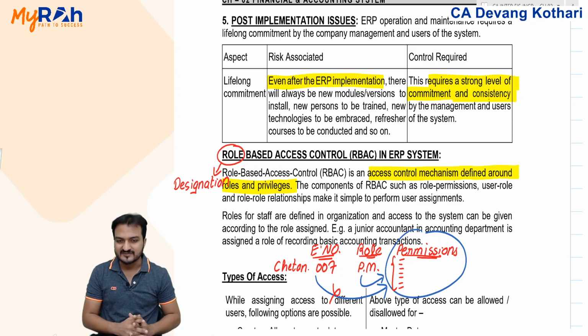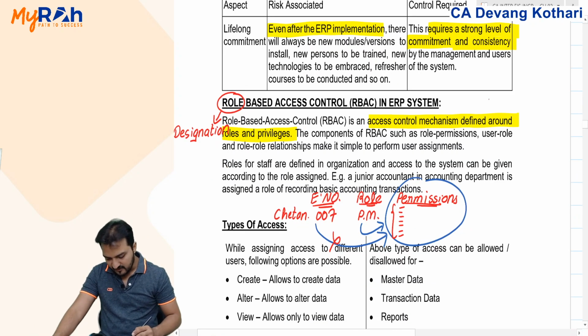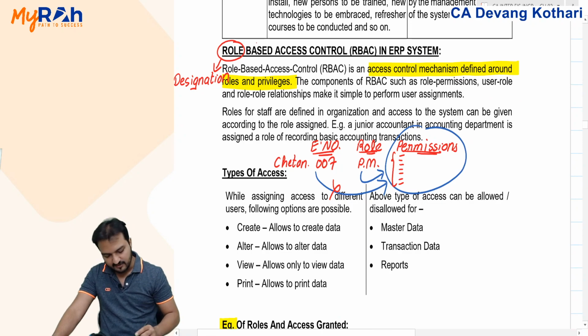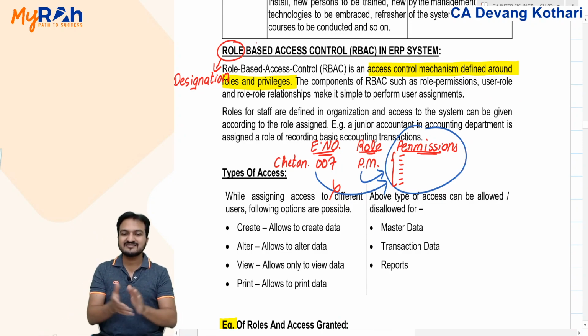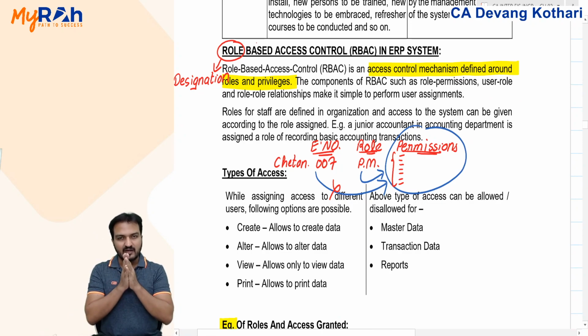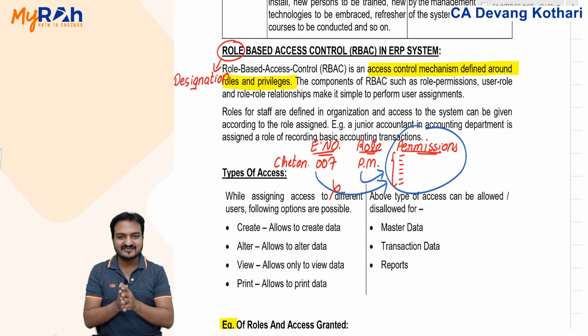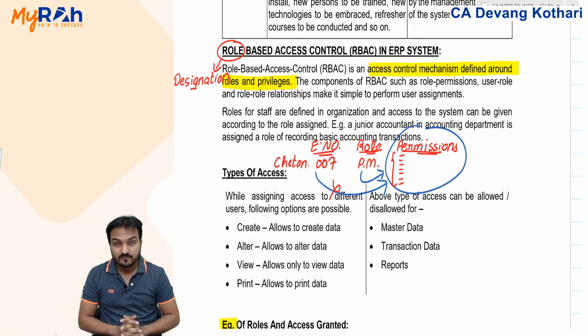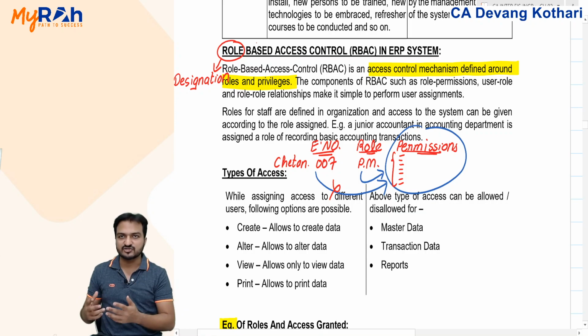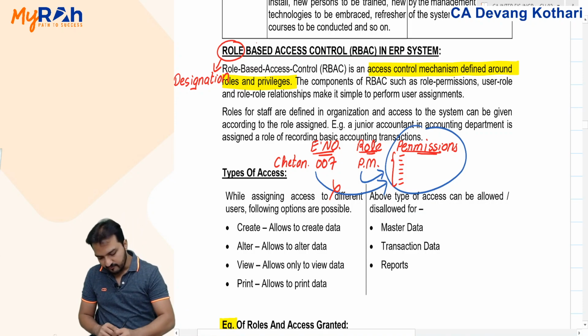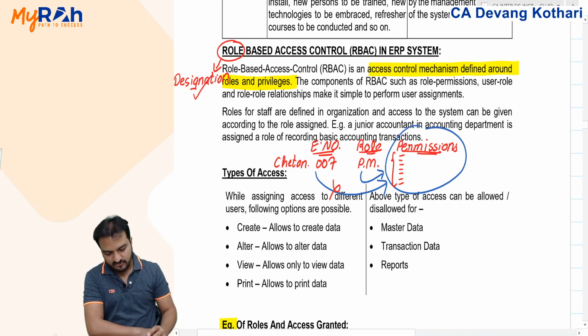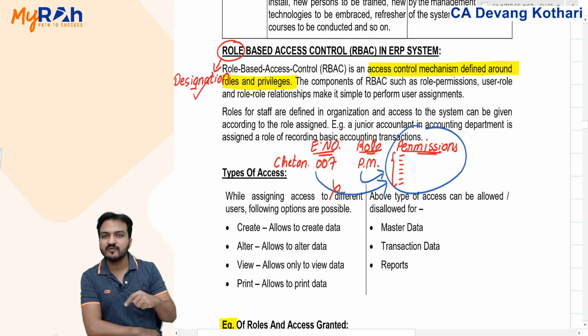Further, there's a topic regarding role-based access control. I'll just cut short. Role-based access control simply says that access controls or access privileges should be given based on the designation, based on the role. The word role means designation. Access control means whom should be allowed access and what permissions should he be given.